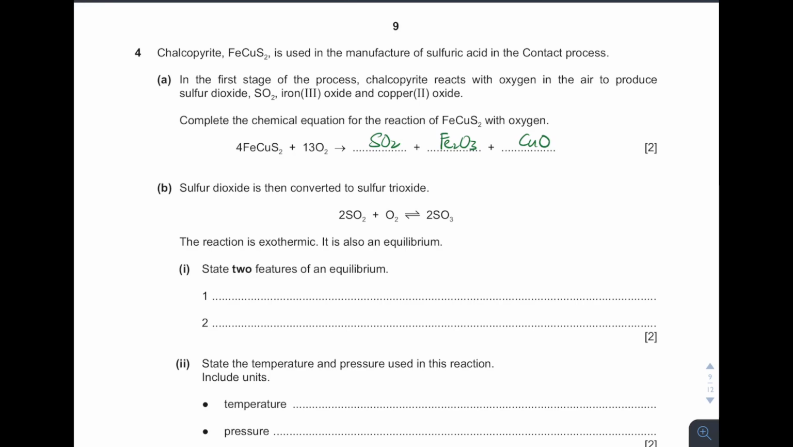On the left hand side, how many sulfur atoms are there? 4 multiplied by 2, you have 8. So make it 8 sulfur. Now on the left hand side, how many iron atoms are there? 4 multiplied by 1, 4. So to make it 4 on the right, we put 2. And then on the left hand side, how many copper atoms? 4 multiplied by 1, we have 4. So to make it 4, we put 4 over here.